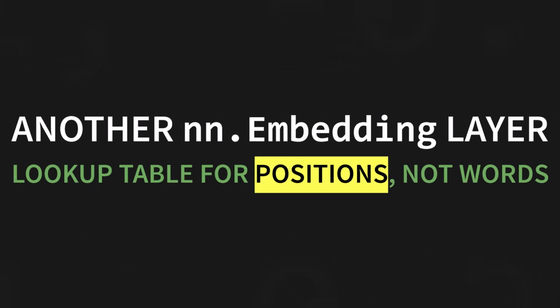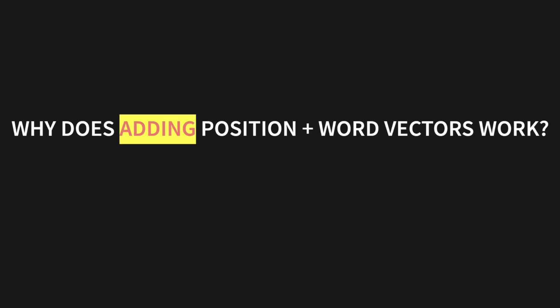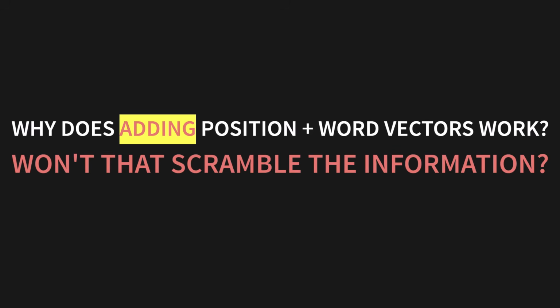It's another embedding layer. It's a lookup table, but this time for positions, not for words. Now, you're probably asking the key question. Why does adding the position vector to the word vector work? Won't that just scramble all the information we so carefully created?